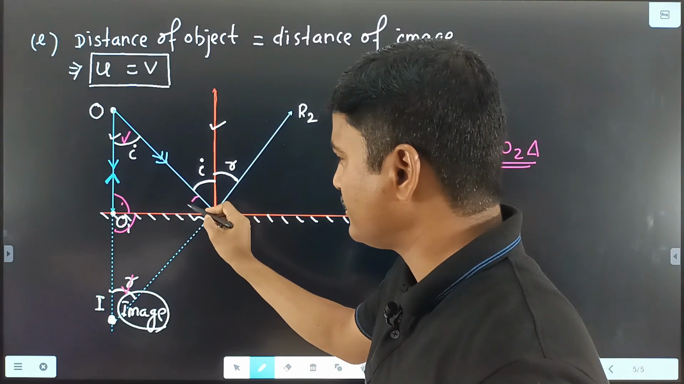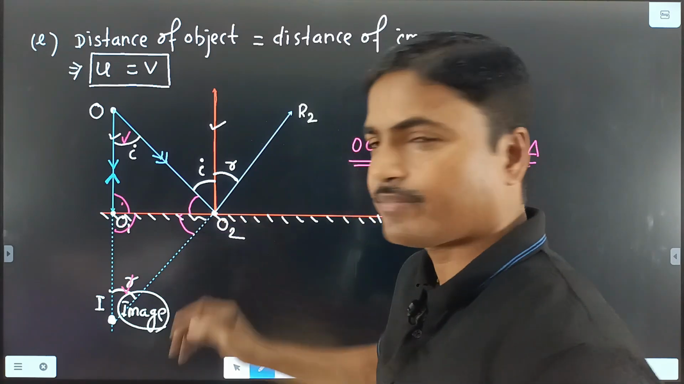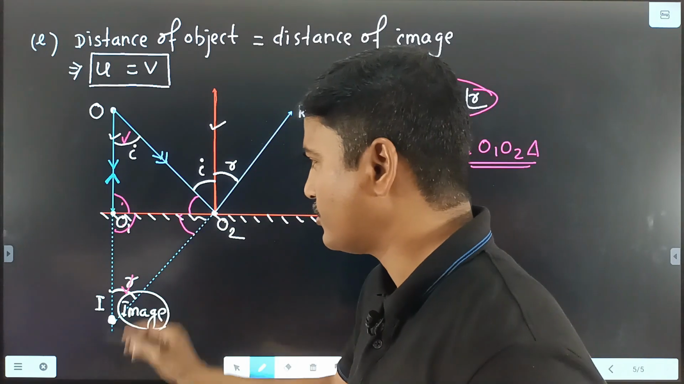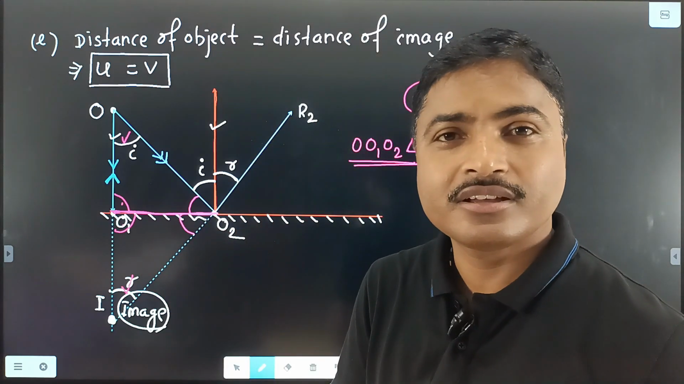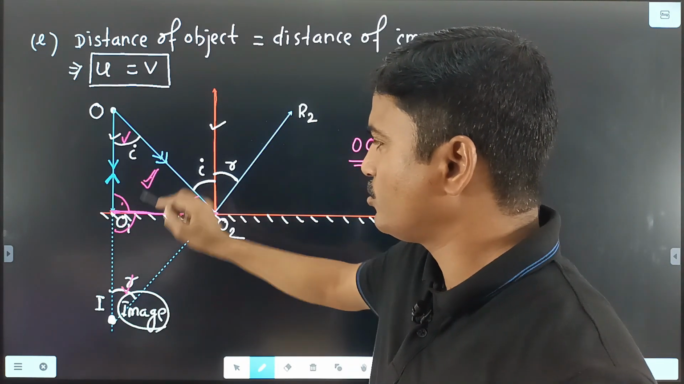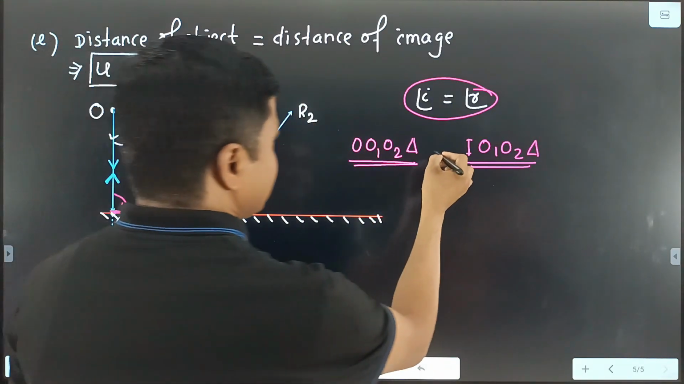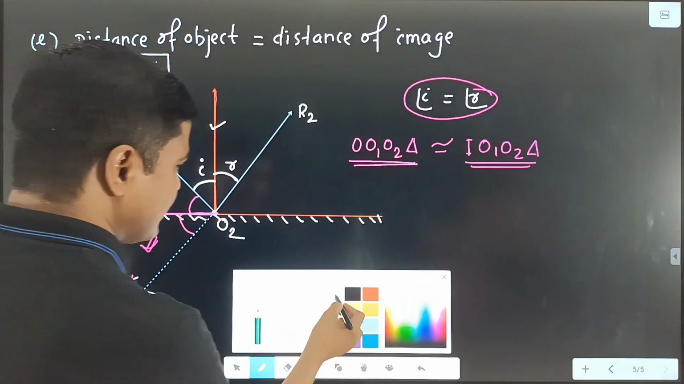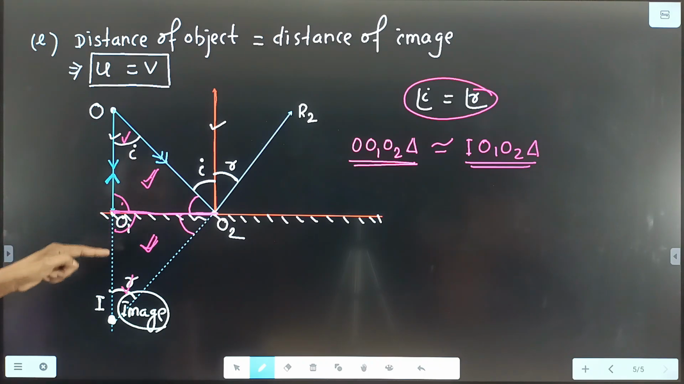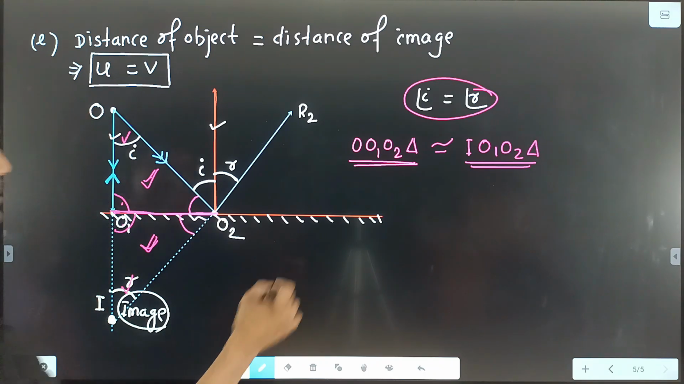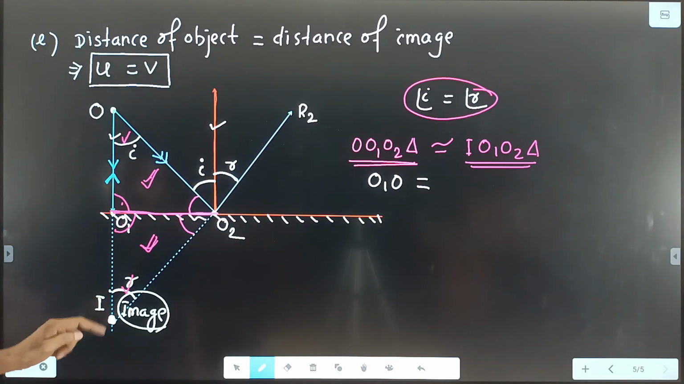Then the third angle of the first triangle is the same as the third angle of the second triangle. And here also the side O1, O2 is common to both the triangles, so these two triangles are similar with each other. If these two triangles are similar, finally we write this side of the first triangle is the same as this side of the second triangle. This side means O1O is equal to this side, that is O1I.